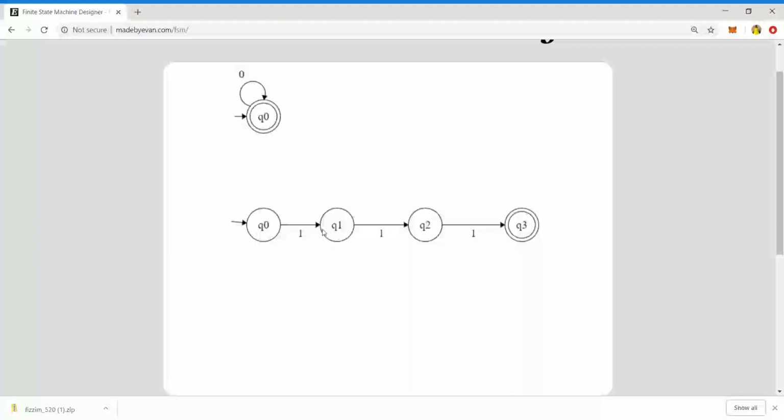One, this Q0 to Q1 on 1, next this, and finally this. It means that it accepts the three ones, right? But if you remember, there is no restriction on the number of zeros, right? And zero can be placed anywhere in the string. So we need to consider some more transitions here on zero, right?